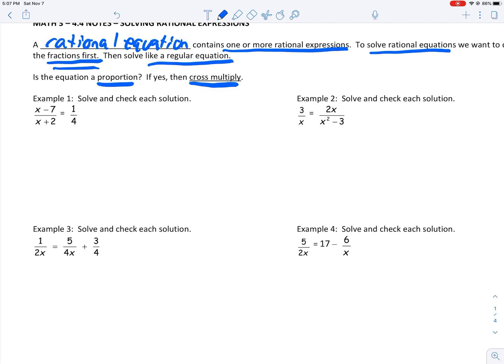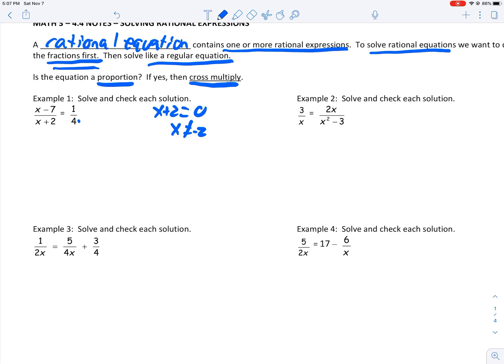So just like we did in 4.1, we have to talk about excluded values. What can make our denominator equal to 0? Then you can't have an equation. So in this case, what would make x plus 2 equal to 0 would be negative 2. So x can't equal negative 2. We've got to keep that in mind.